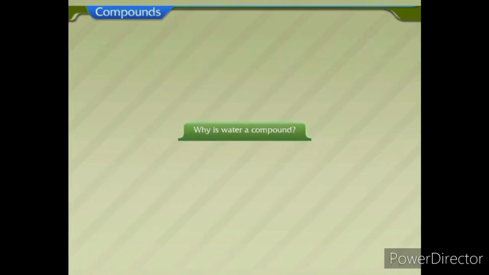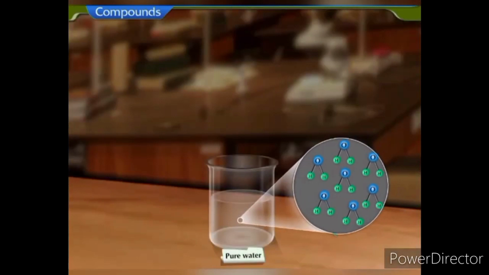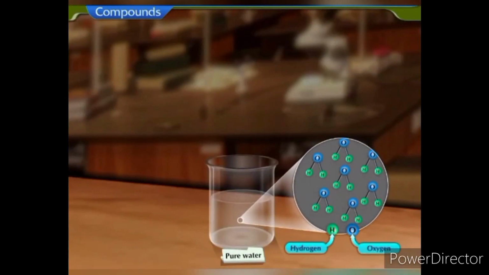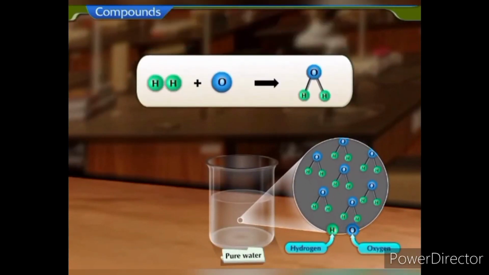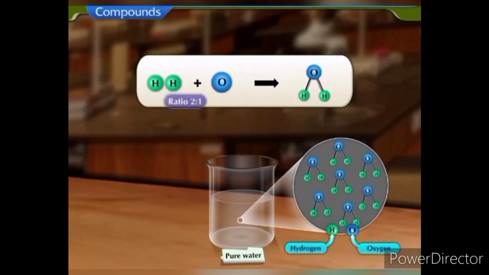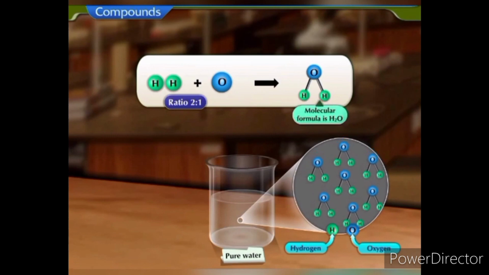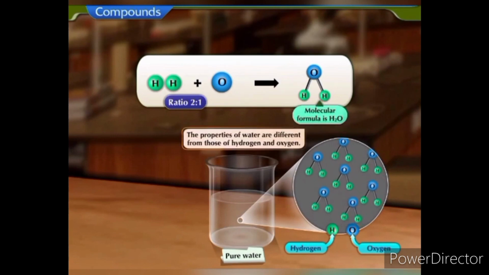Why is water a compound? Water is composed of hydrogen and oxygen. They are chemically combined with each other in the ratio of 2:1. Its molecular formula is H2O. The properties of water are different from those of hydrogen and oxygen.